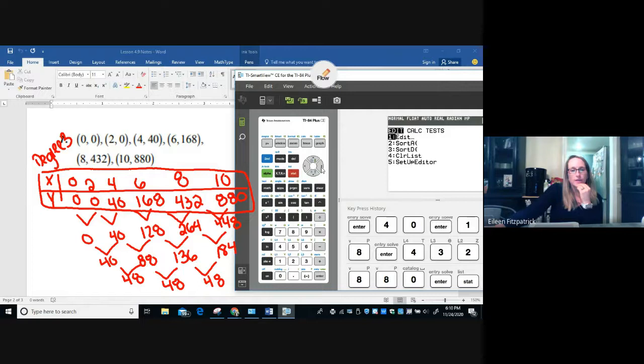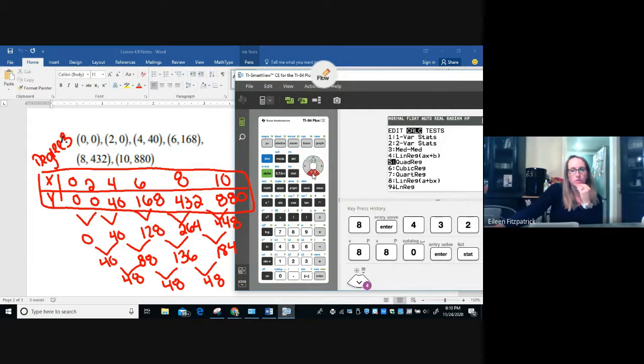You're going to go over to calculate. We said it was degree 3, so cubic regression. Go down to calculate, push enter, and it's going to give you your polynomial function of degree 3, because it's cubic, with A, B, C, and D values. Because D is 0, you don't need to include it.